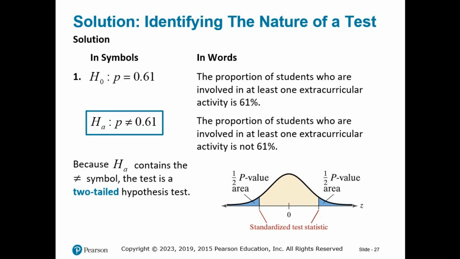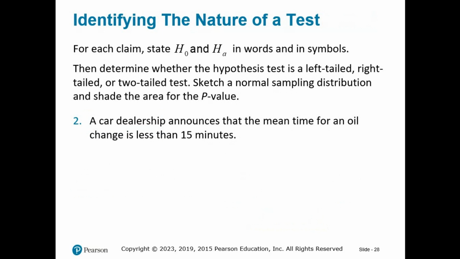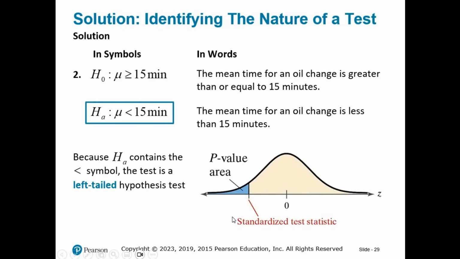Okay, next one. Number 2, a car dealership announces that the mean time for an oil change is less than 15 minutes. For this one, we started with the alternative hypothesis because that aligned with the claim, which was less than 15 minutes. And the null hypothesis was greater than or equal to 15 minutes. So if less than 15 minutes is our H sub A, which test are we dealing with? That would be left-tailed, because it's pointing to the left, less than. The area shaded for the p-value would be to the left of the negative standardized test statistic.